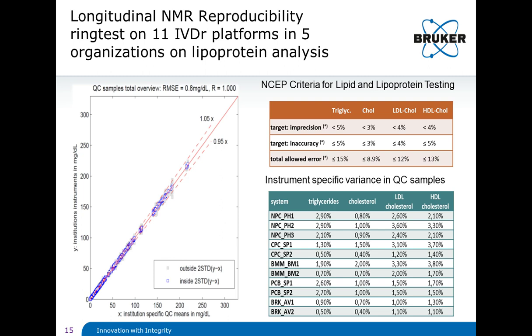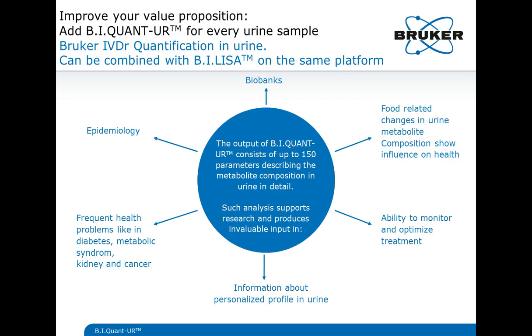Good. We have, of course, now done very relevant studies, a ring test, to see how transferable these results are. So you see here a comparison of the results on a NIST standard sample for 11 instruments at 5 different sites. And you can see the R value of the correlation between the different instruments, and the average is extremely good.